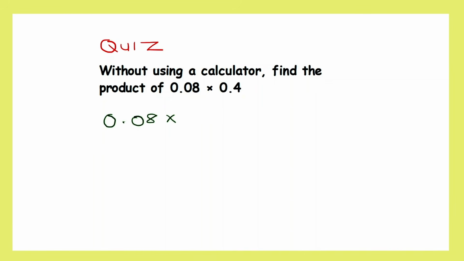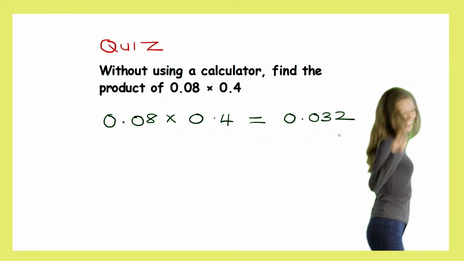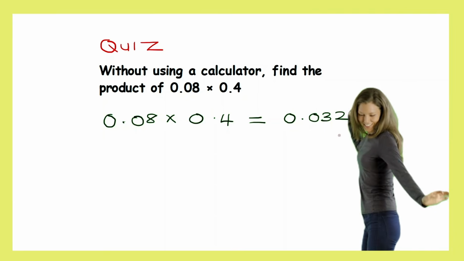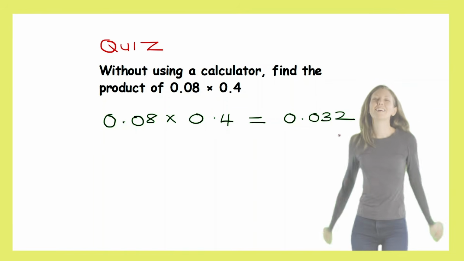Welcome back. If your answer is 0.032, then you are correct. If you got a different answer, don't worry. Go through the lesson again, pay close attention to the steps, and then try the question once more.